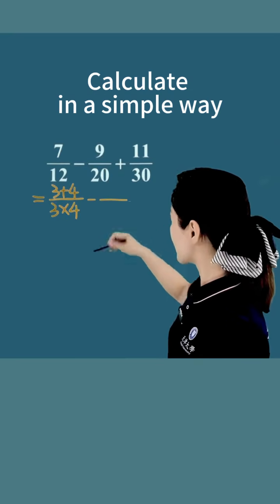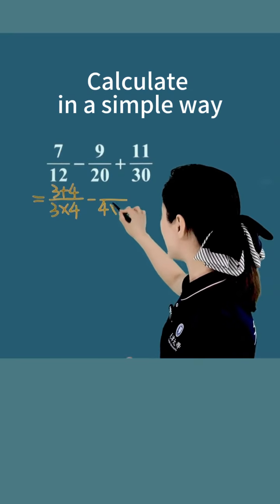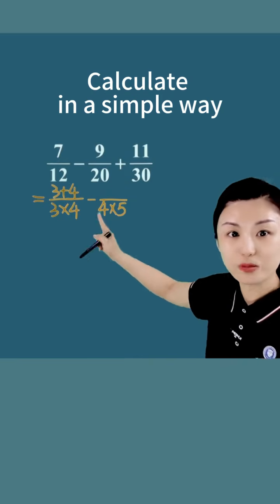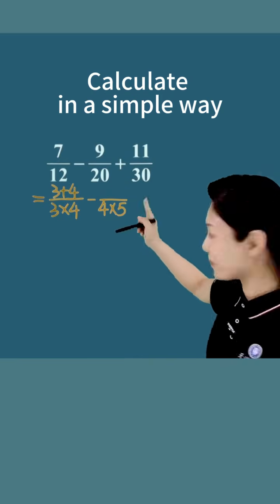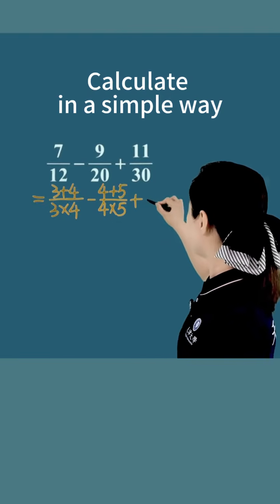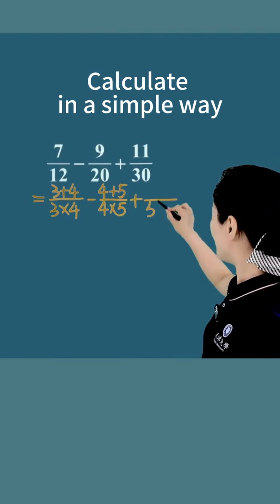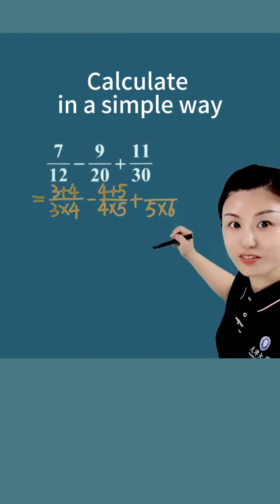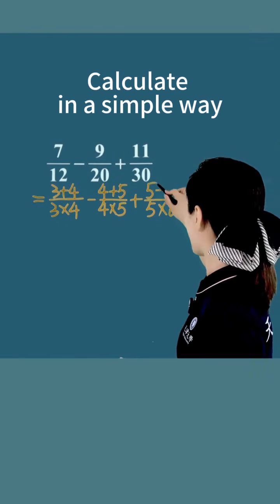Now, look, how can we transform this next fraction? Can 20 be written as 4 times 5? And 9, isn't that just the sum of 4 and 5? Right? Let's write it as 4 plus 5. What about the last fraction? 30 can be broken down into 5 times 6, and the numerator is 11. See, isn't that 5 plus 6, which equals 11? All right, let's write them out again as these three fractions.